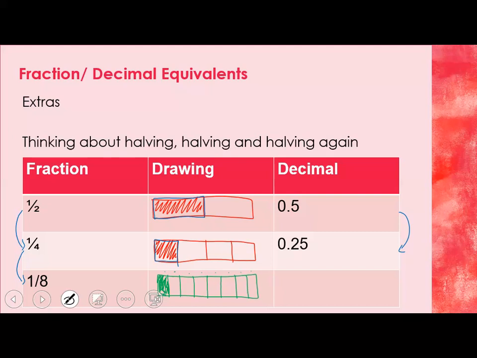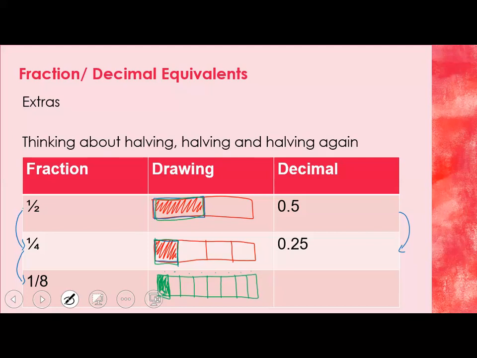is equal to 1/8. Can you see how each time my denominator gets twice as big, from 2 to 4 to 8, the amount of the bar I'm taking is getting half as big, from a half, and half of that is a quarter, and half of that is an eighth.